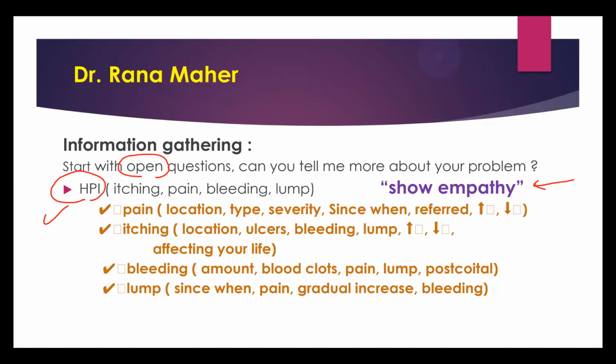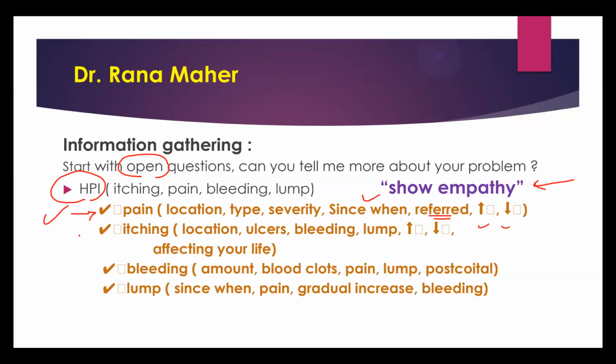What about the questions here in the history of the present illness? Usually, the presentation will be itching if it's vulval cancer, but even with other cancers, you can ask about it to rule out any spread to the vulva. The pain, the bleeding, the lump. And we have what we call red flag signs. In the history of the present illness, ask about the pain. If the patient has pain, please analyze this pain. What about the location, the type, the severity, since when it started, referred or not, controlled with simple painkillers like paracetamol or ibuprofen or not, what increases it, what decreases it.